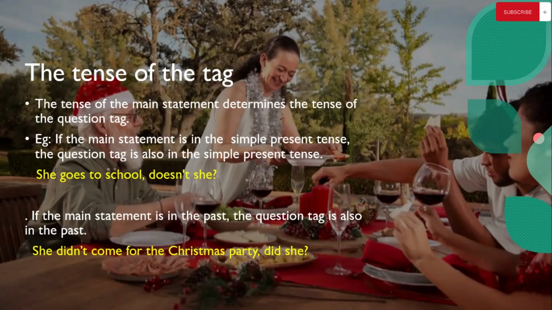Now let's talk about identifying the tense of the sentence. The tense of the main statement determines the tense of the question tag. If the main statement is in the present tense, the question tag is also in the present tense. For an example, she goes to school, doesn't she? If the main statement is in the past, the question tag is also in the past. She didn't come for the Christmas party, did she?